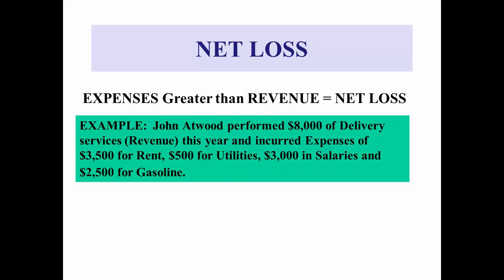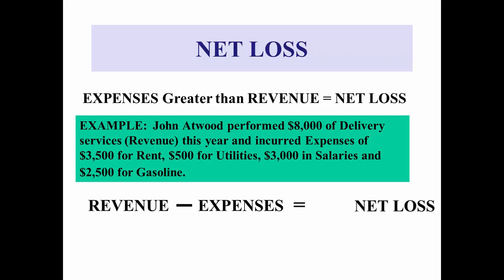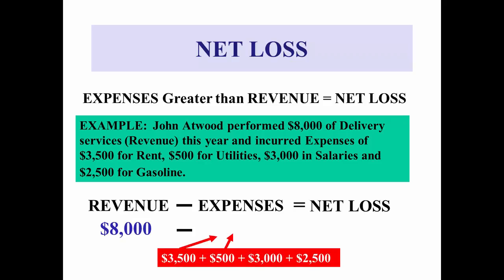John Atwood performed 8,000 of delivery services this year and incurred expenses of $3,500 for rent, $500 for utilities, $3,000 for salaries, and $2,500 for gasoline. Again, we use the same formula. We have 8,000 of revenue, and we have a total of 9,500 of expenses. So now we have a negative number of 1,500, so that is a net loss.